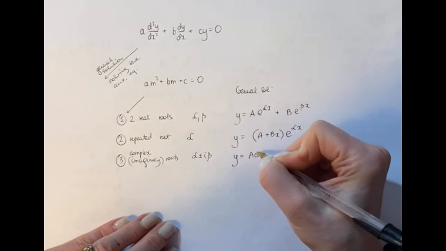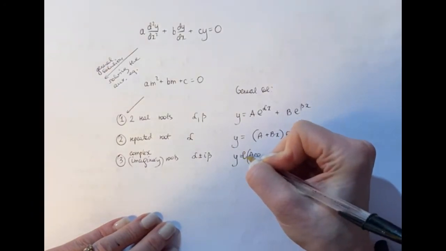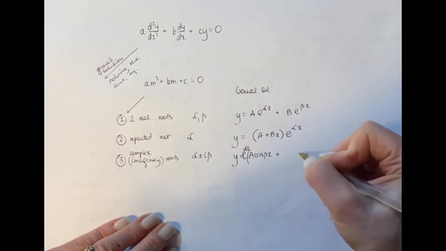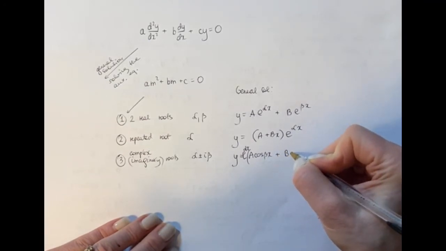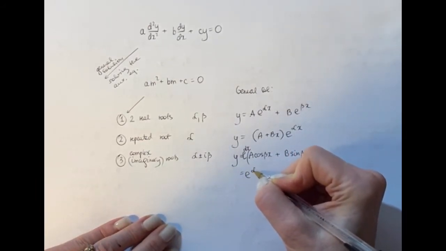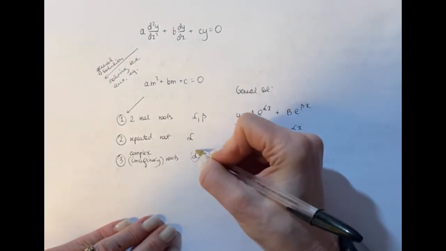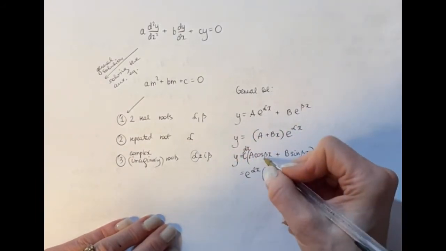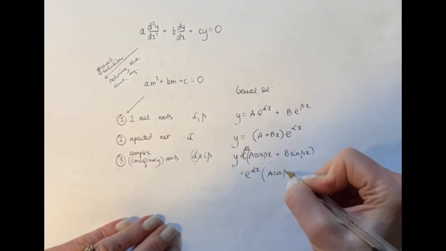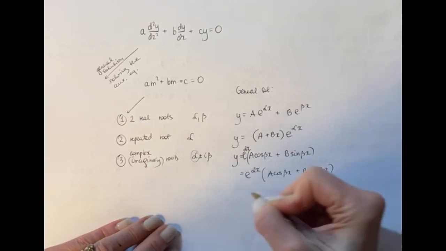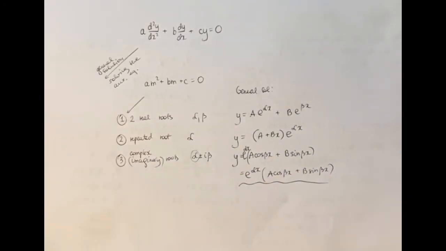a e to the power of alpha x in front, and then a cos beta x plus b sine bx. Let me write it again. So you've got this e to the power of alpha x, so that's the real part that forms e to the power of alpha x, and then the imaginary part forms the multiplier of the angle, so a cos beta x plus b sine beta x.